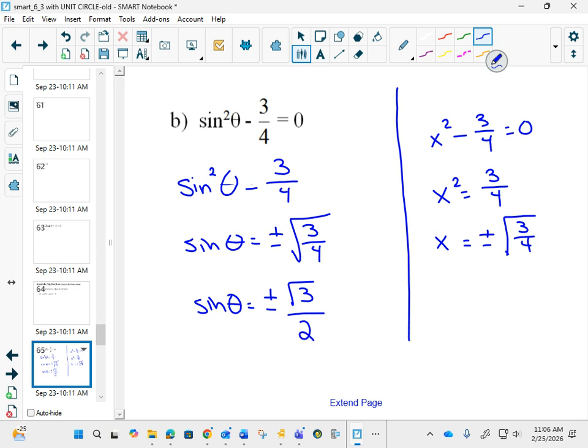And that is on your unit circle. What family has root 3 over 2 for sine? It's your pi over 3 family. And because it's plus or minus, according to your CAST rule, you would look in all 4 quadrants. So we'd have in quadrant 1, in quadrant 2, in quadrant 3, and in quadrant 4.